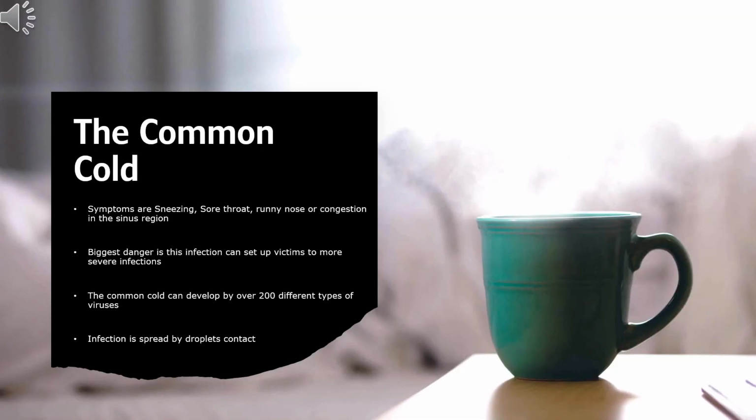Okay, so starting with the first disease in the respiratory system, I figured I'd start off very basic, and there's nothing more common than the common cold. The symptoms are sneezing, sore throat, runny nose, congestion. All this typically takes place around the sinus region, the upper part of the respiratory system.